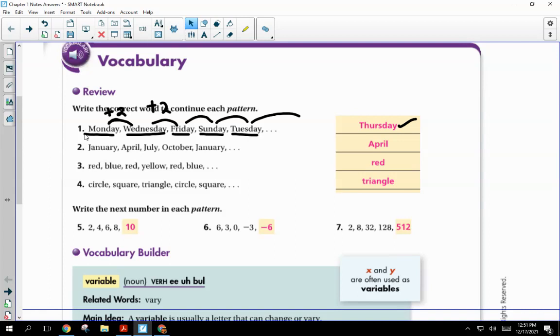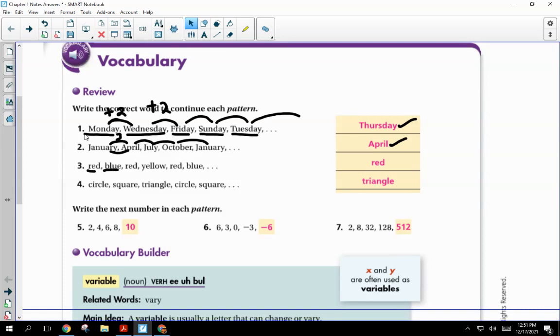Same thing with months. January, we have February, and March we're missing. So now we're going every 3. April, May, June, we have July, October, January again. So we repeat this pattern, and this is April. So the first one's repeated every 2 weeks. The second one is repeated every year. It goes by threes. Now we have colors: red, blue. We go back to red.